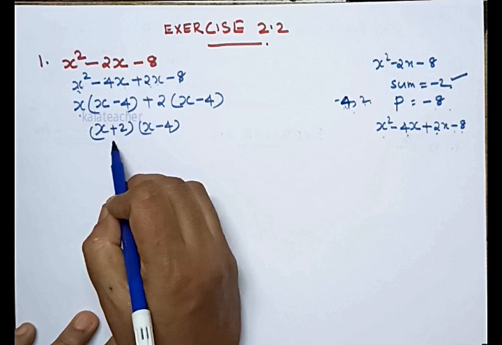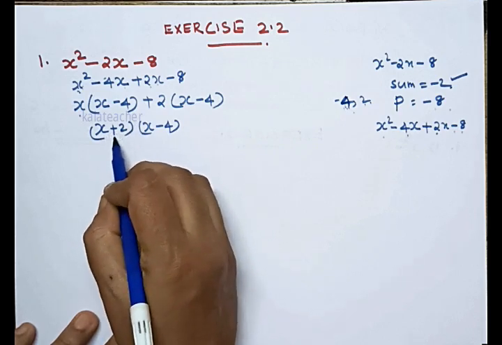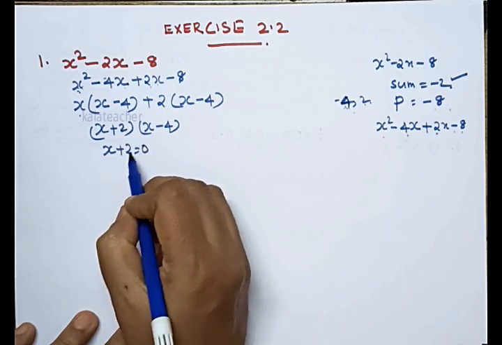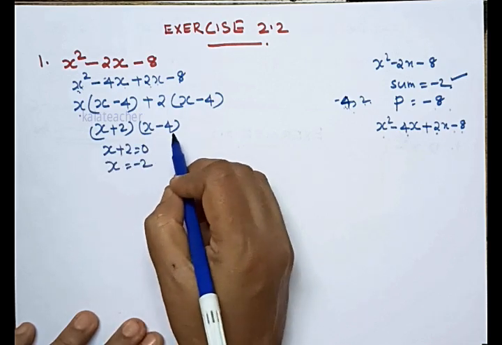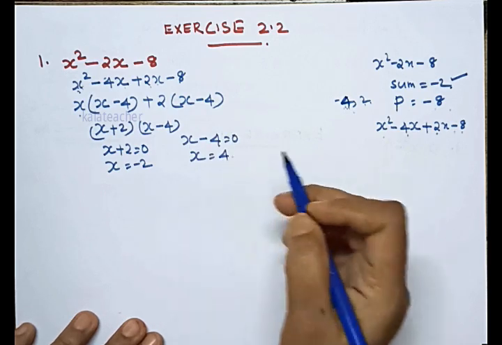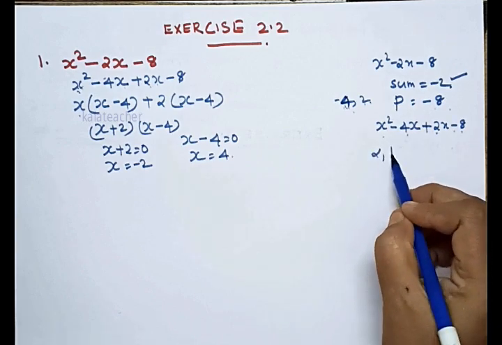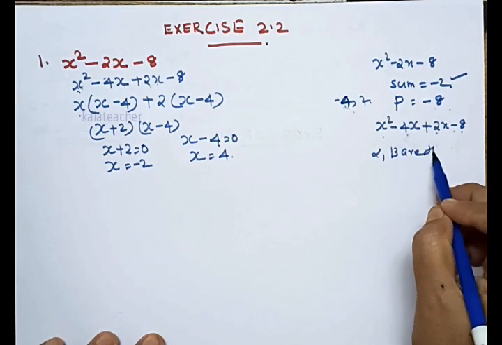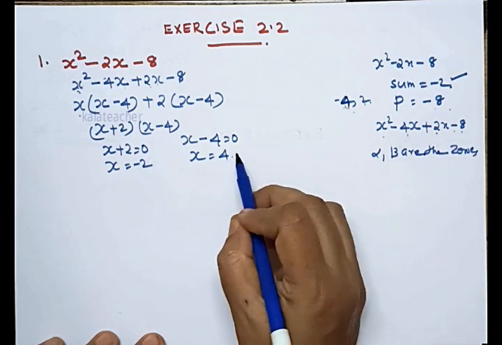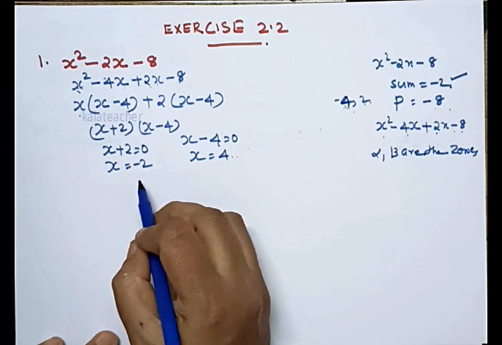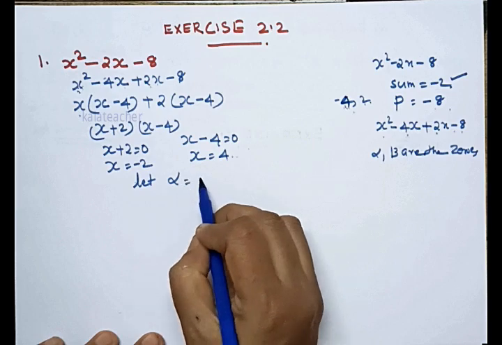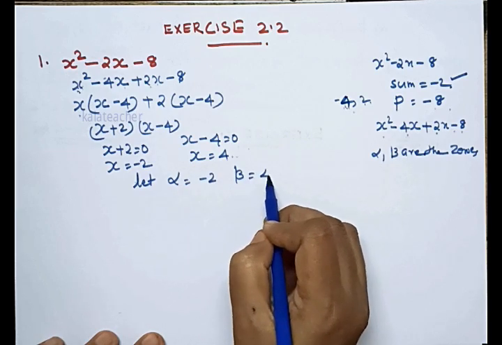We need to find the zeros. Equate the factors to 0. x plus 2 equal to 0, then x is equal to minus 2. x minus 4 equal to 0, then x is equal to 4. If alpha and beta are the zeros of the polynomial, let alpha be equal to minus 2 and beta equal to 4.